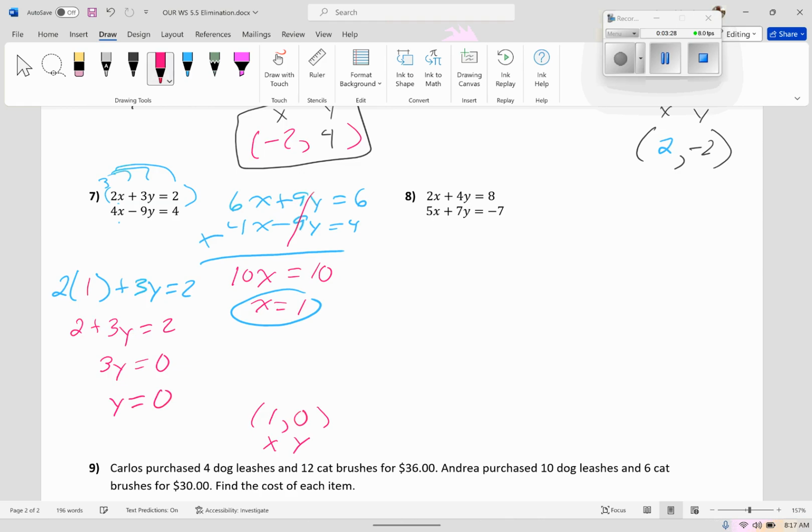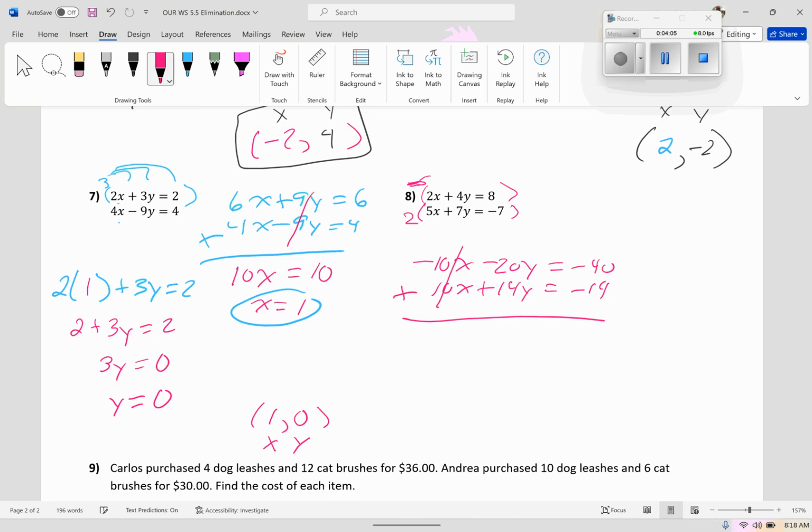And then this last problem, looks like I'm going to have to multiply both, because I have 2x and 5x, and I have 4y and 7y. So I'm going to multiply, let's get rid of the x's. So I'll multiply the whole top by negative 5, and the whole bottom by 2. So the whole top equation is going to be negative 5 times 2x is negative 10x. Negative 5 times 4y is negative 20y equals negative 40, because negative 5 times 8. Then distribute on the bottom, 2 times 5x is 10x. 2 times 7y is 14y. 2 times negative 7 is negative 14.